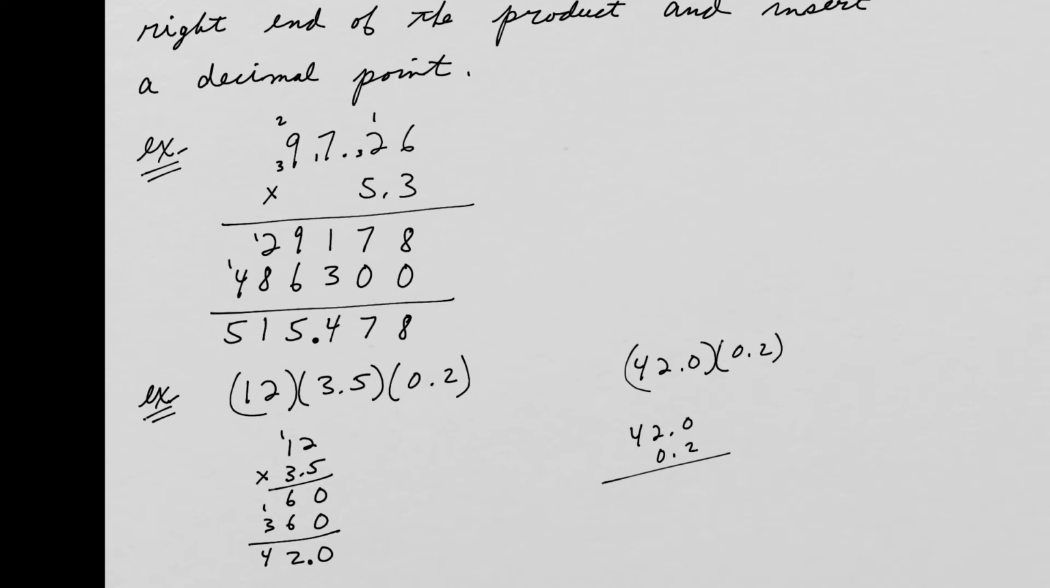2 times 0 is 0. 2 times 2 is 4. 2 times 4 is 8. And now the 0 is not going to do anything, right? 0 times 0 is 0, so I don't need to do anything else. But I need to count the total number of decimal places, which is 1, and another one, so 2. So in the answer, I have to move this over 2. So it looks like it's going to be 8.4. Okay, so the answer is going to be, really it's here, right? 8.4 is the answer.